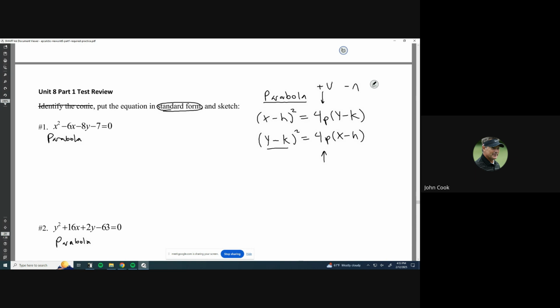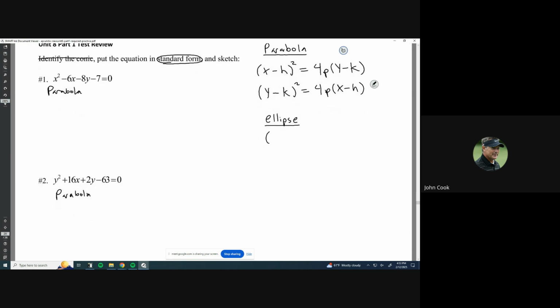If you have a y squared instead, remember it's either going to be left or right. If that 4p number is positive, it's facing to the right. If it's negative, it's facing over to the left, okay? So that's just good stuff to know to anticipate what the graph is going to look like. Okay, so these are the standard forms for these. And then let's see, then we have the ellipse. So for an ellipse, it looks like this. It's only one form. It's (x minus h) squared over a squared plus (y minus k) squared over b squared, and then that's equal to 1.